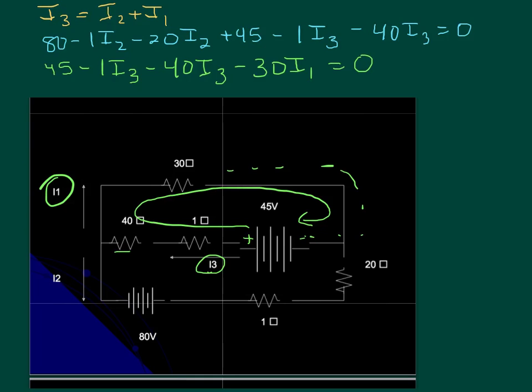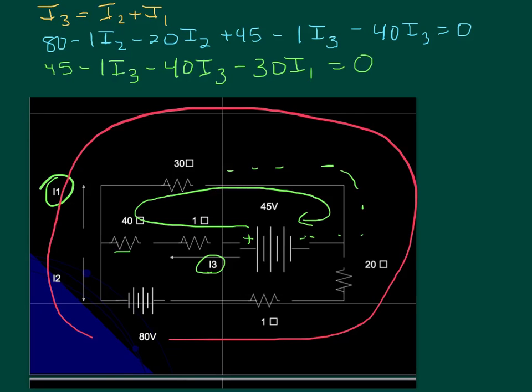We could do a 4th equation. Let me just show you what that would look like. Let's change colors, make it a red one. So the 4th loop, or the 4th equation, could be if we use this whole outside loop going around this way. Okay, so starting at the battery, 80, and then we're going to go through the 1 ohm resistor. I2 goes this way.